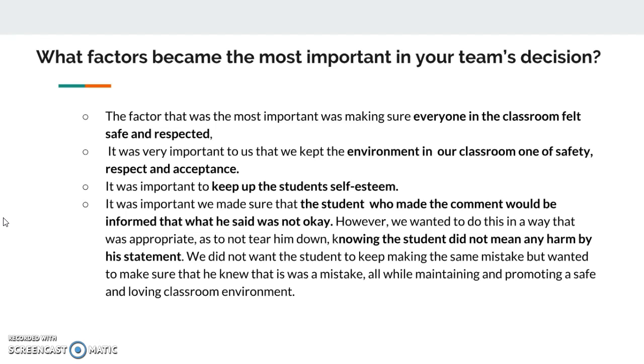The factors that became the most important in our team's decision were to make sure that everyone in the classroom feels safe and respected, to keep the environment in our class of safety, respect, and acceptance. It was also important to keep up the student's self-esteem and to make sure the student who made a comment would be informed that what he said was not okay.